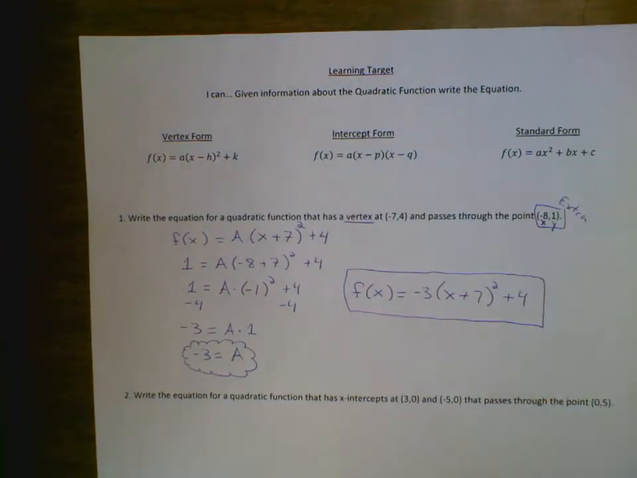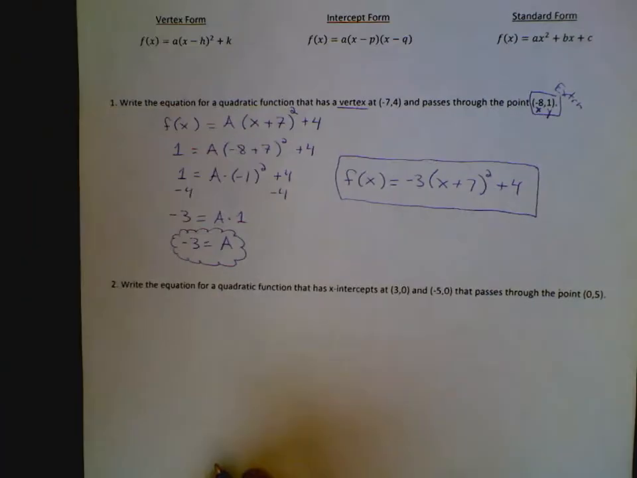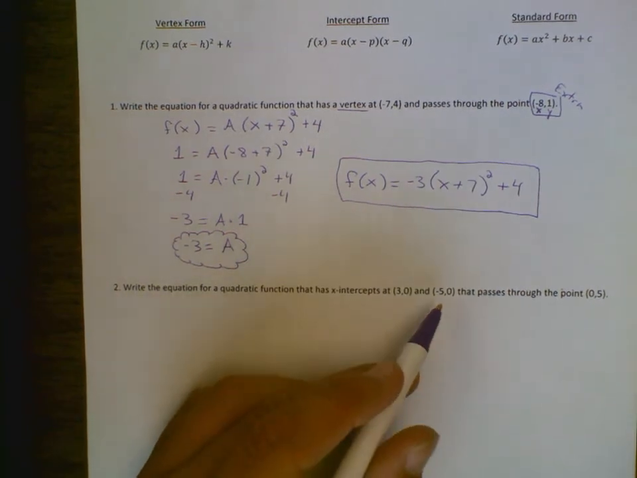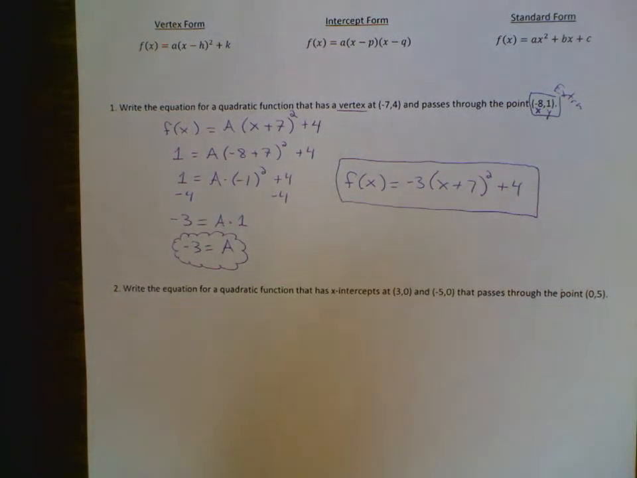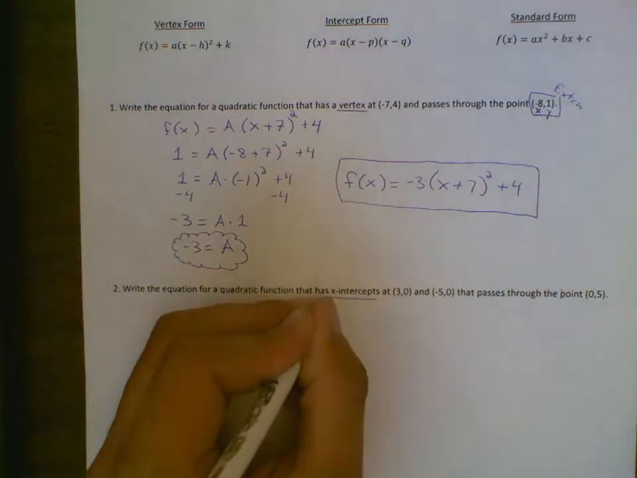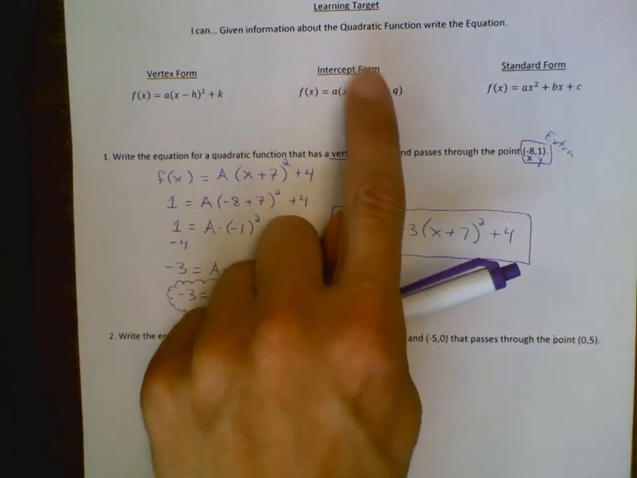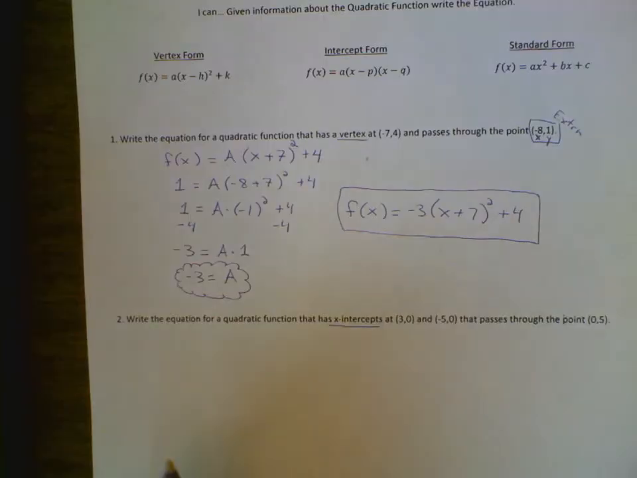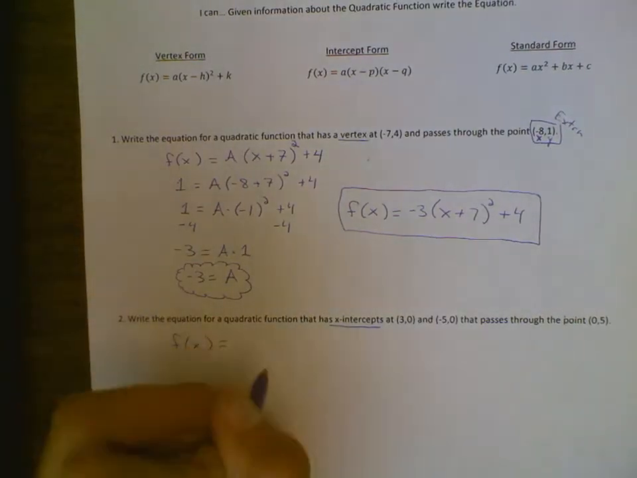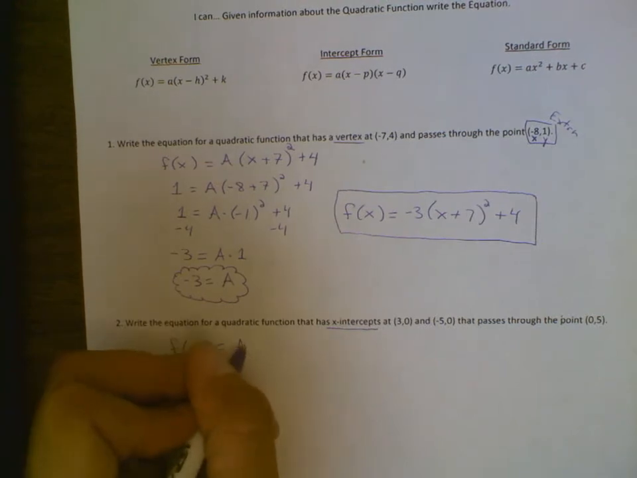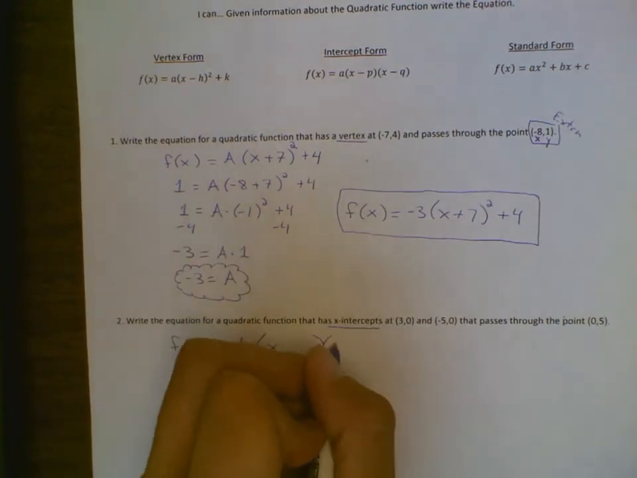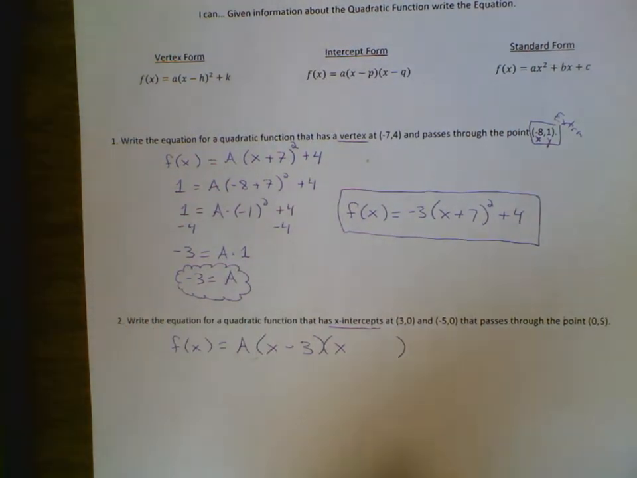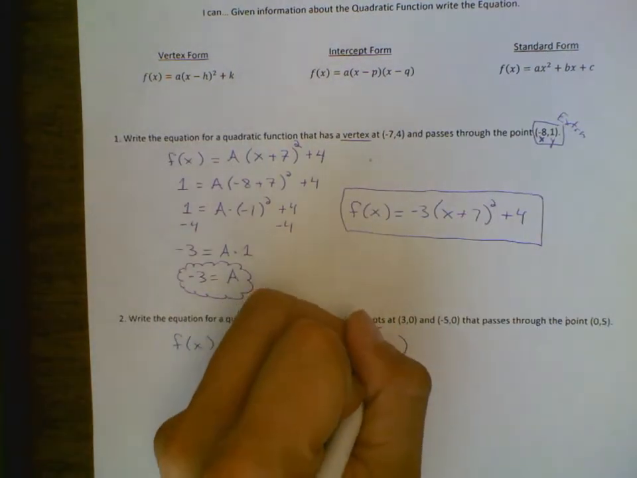All right, looking at number 2. Here I have write the equation for a quadratic function that has x-intercepts at (3, 0) and (-5, 0) and passes through the point (0, 5). This time they're giving me the x-intercepts, so I'm going to put it in intercept form. When you write it in intercept form, you have to remember that the p and the q are actually the opposite values. So it's going to be f of x equals, I don't know the a, I don't know my stretch, and then I just fill in where the x-intercepts are. If I have an x-intercept at 3, that really means I have a -3, and if I have a -5, that really means I have a +5.